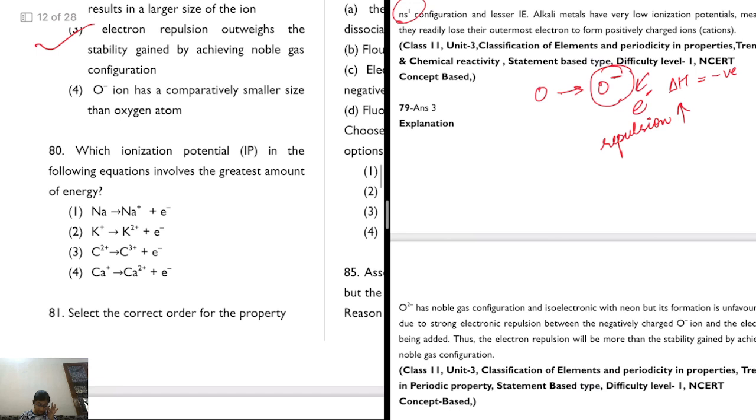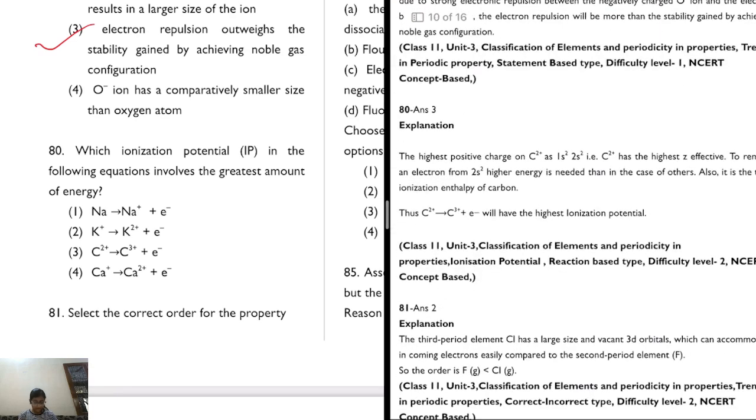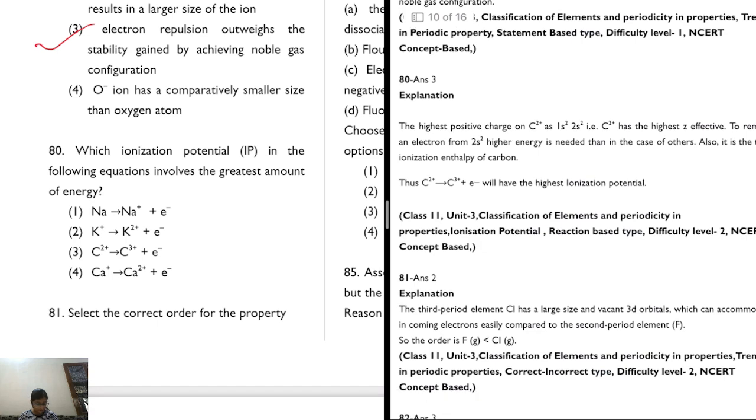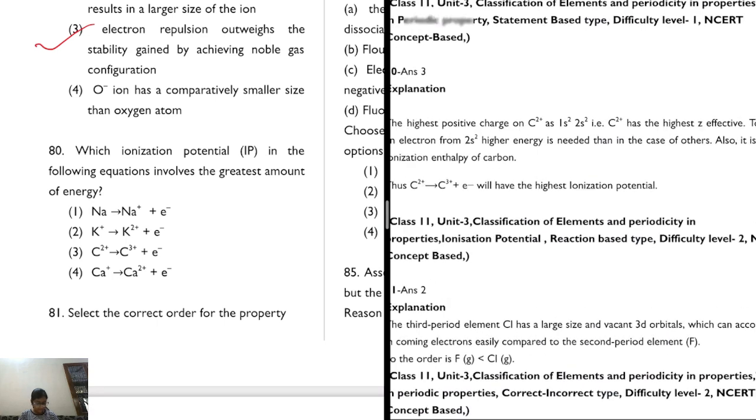Now let's see the next question. Which ionization potential in the following equation involves the greatest amount of energy? Okay, so let's see. The highest positive charge here is on C2 plus. So to remove even more electrons, we have to give a great amount of energy.